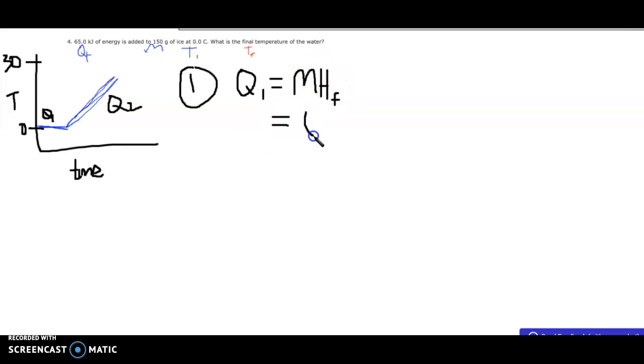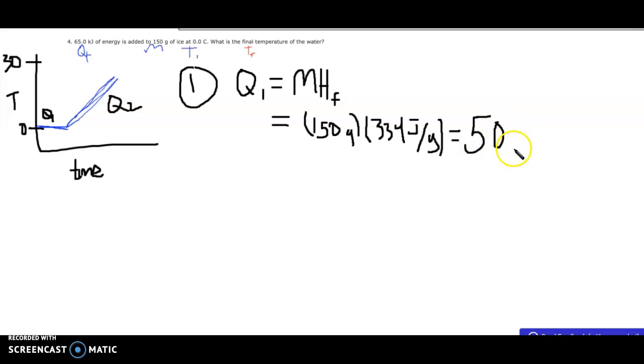We can plug in our variables, which is 150 grams times heat of fusion, which is given to you on the front, 334 joules per gram. And we get 50.1 kilojoules, because we're saying that the 0 is important. Again, sig figs: this has 2, this has 3, so your answer should have 2.